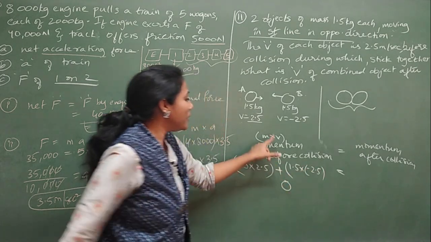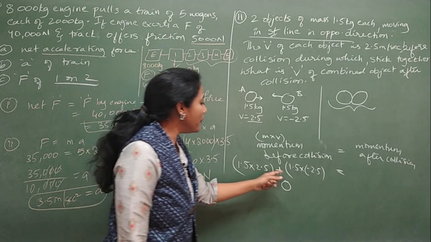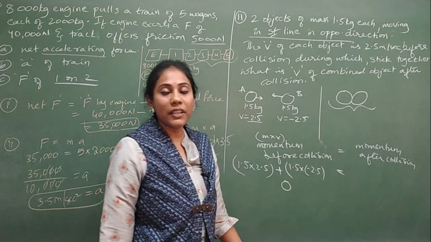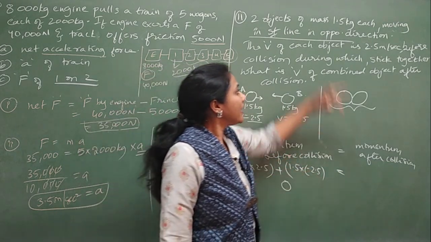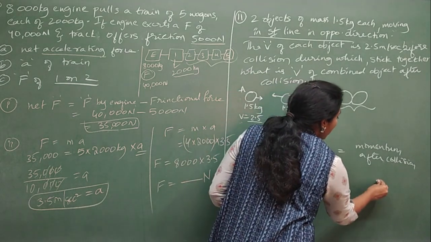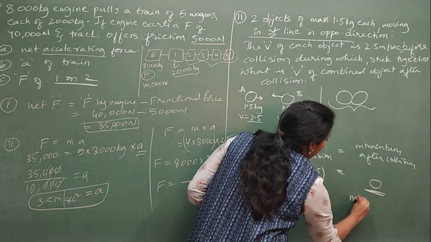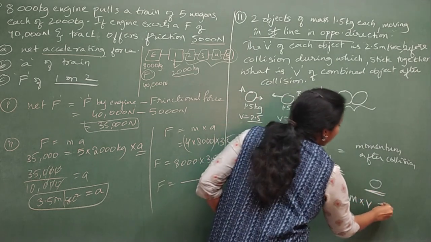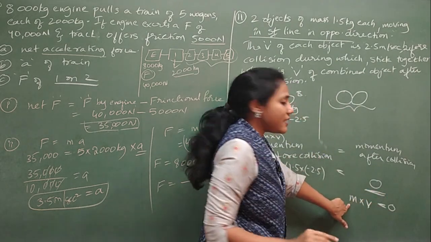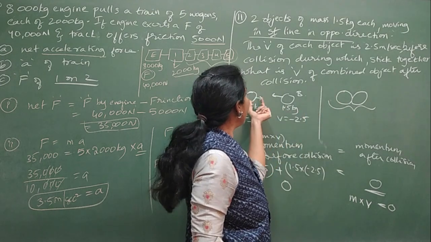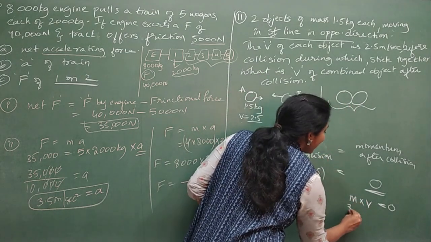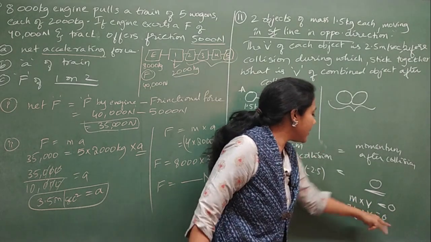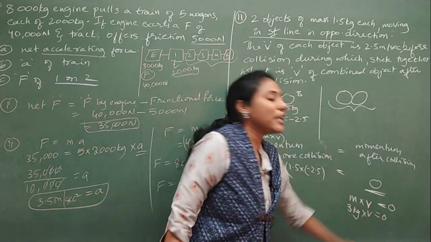So here the momentum before collision is equal to 0. When the momentum before collision was 0, what will be the momentum after collision? It will be 0, right? Momentum after collision is also 0. That means mass of the combined object into velocity of the combined object gives 0. Mass cannot be 0. Mass is 1.5 plus 1.5, that is 3 kg. So 3 kg into velocity is equal to 0. So here velocity of the combined object will become 0.